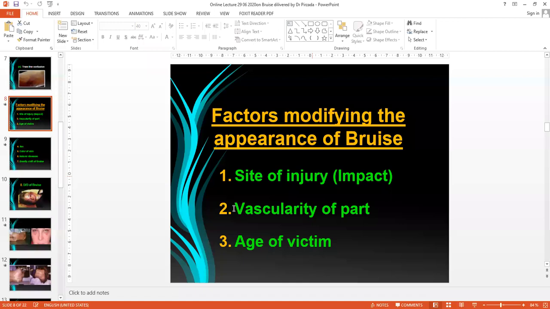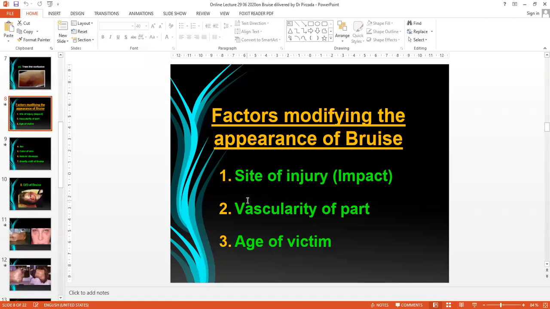Number two, vascularity of the part. This is a general rule: the more vascular the part, the more bruise will be produced. And just as I quoted an example, with more vascularity more bruise forms, and with less vascularity of the part or tissue, the bruise tends to appear less. For example, the lower eyelid is very vascular and is loosely supported by capillaries and venules, so the extravasation of blood can appear as early as possible.